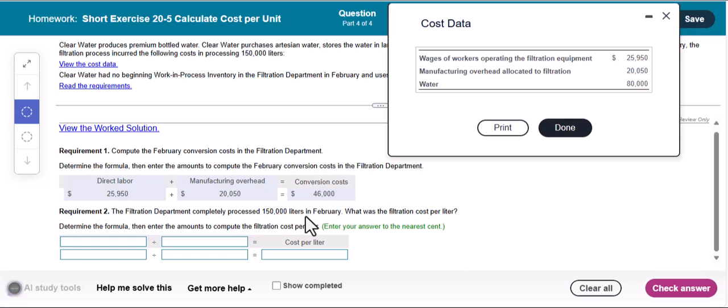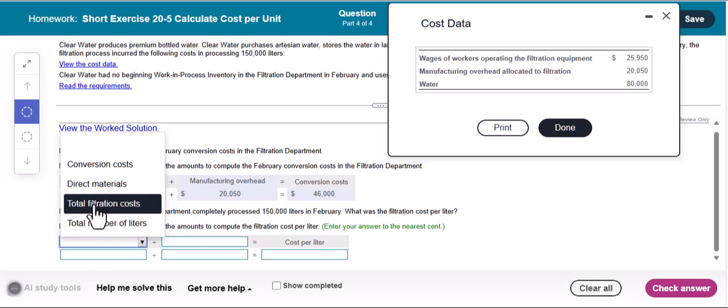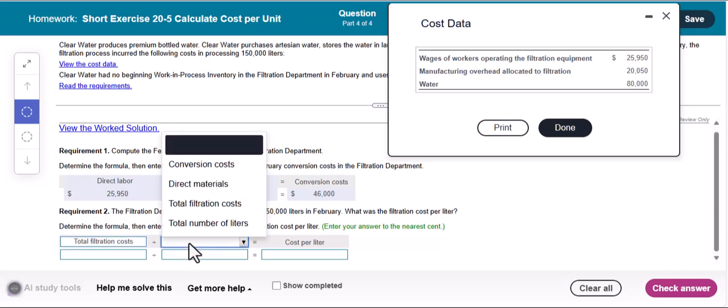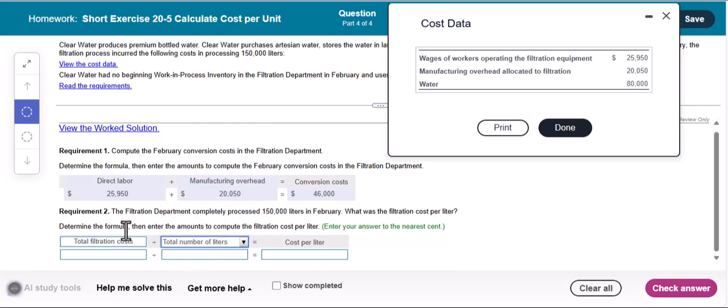And that's important because if they were only partially completed, then the whole process would be a little bit more difficult to calculate this. So then the way we are going to calculate requirement 2 here is we are going to take the total filtration costs, and then we're going to divide that by the total number of liters. So total filtration costs, it's going to be all three of these. So far we've added these two together to get 46,000, and then we have another $80,000 in water here. So that's going to be 126,000 for the total filtration costs.